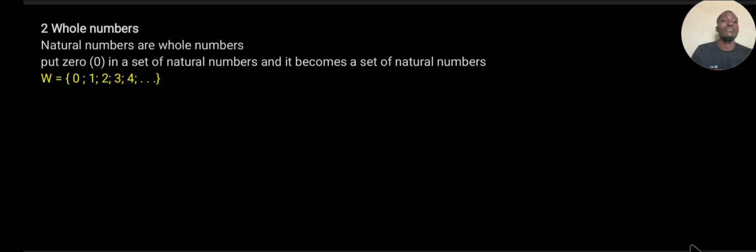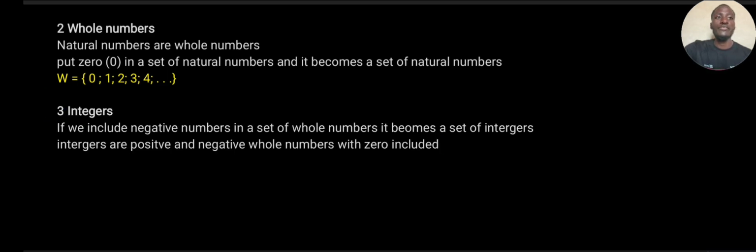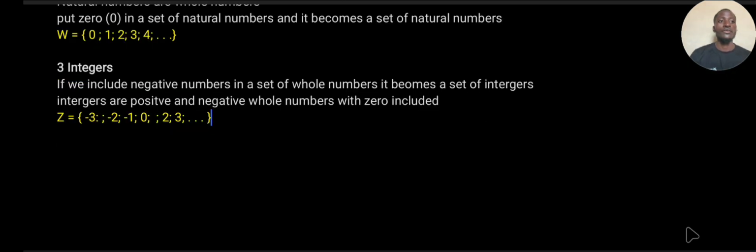Now we go on to number system number 3, which is the set of integers. If we include negative numbers in the set of whole numbers, it becomes the set of integers. In other words, integers are positive and negative whole numbers with 0 included. Representing that in set notation, the set of integers is represented by the capital letter Z.